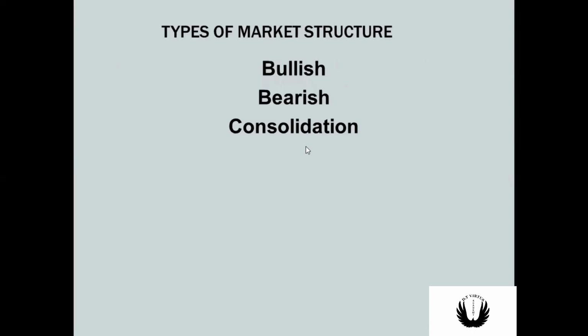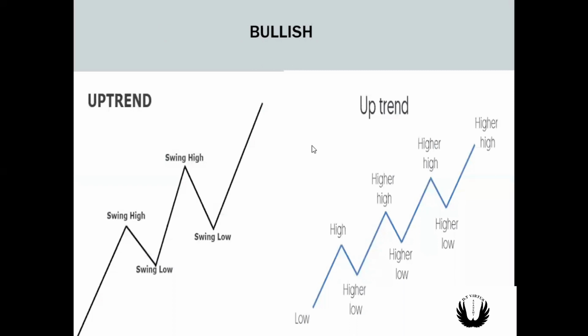So now we have the different types of market structure. We have the bullish, we have the bearish, and also we have the consolidating, ranging, we have a lot of names for it. So for the bullish market structure, this is the point where markets create a higher low, higher high, higher low, higher high. This shows that market is buying.